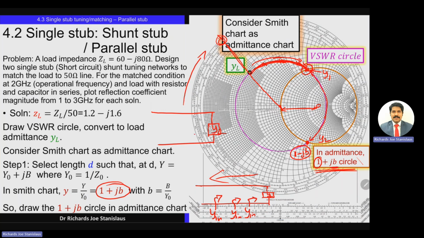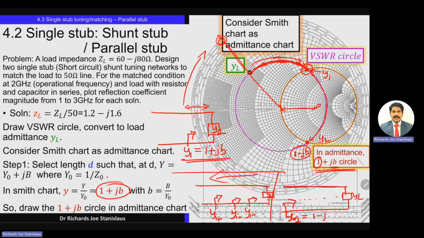So from the load location, when you move along a particular distance, first you are reaching the Y1 point where you are getting 1 plus JB as admittance. So this will be with respect to Y1 point. Now, instead of this, you can again start from the load location, which is YL, and move further, and at a particular location you are going to get an input admittance Y2, which is equal to 1 minus JB. In both the cases, the real part is 1, and the imaginary part is either plus JB or minus JB, right? So we'll solve for both.